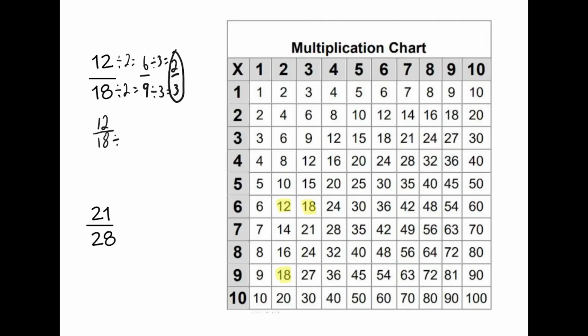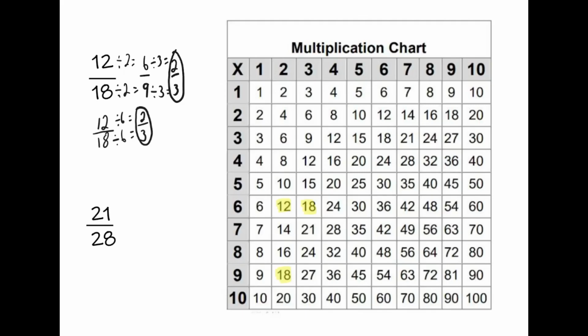So 18 divided by 6 gives us 3, and 12 divided by 6 gives us 2. As we can see here, we got the same answer, 12 over 18 being equivalent to 2/3, but we were able to get there in one step. The reason we were able to get there in one step is because we found the greatest common factor. So now that we know how to use the multiplication chart to simplify fractions, why don't we use this knowledge to try and solve 21 over 28 in one step.